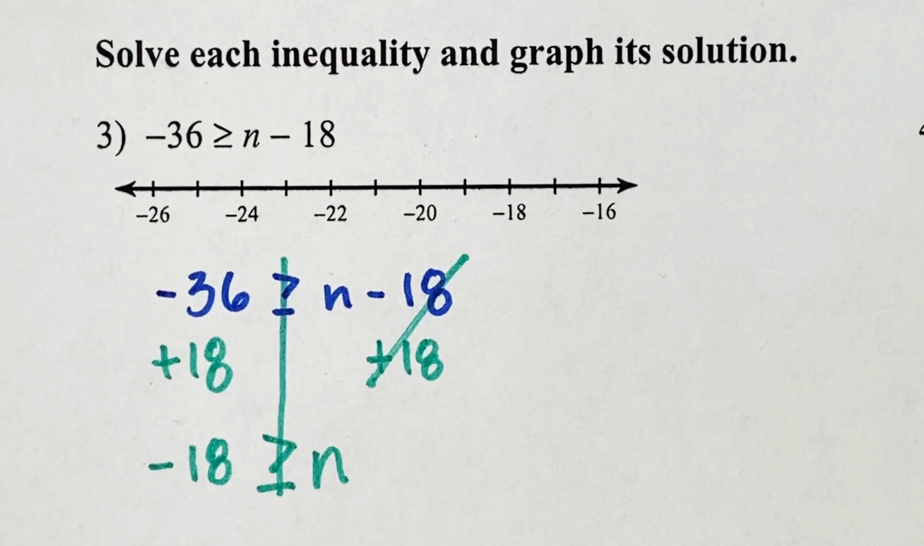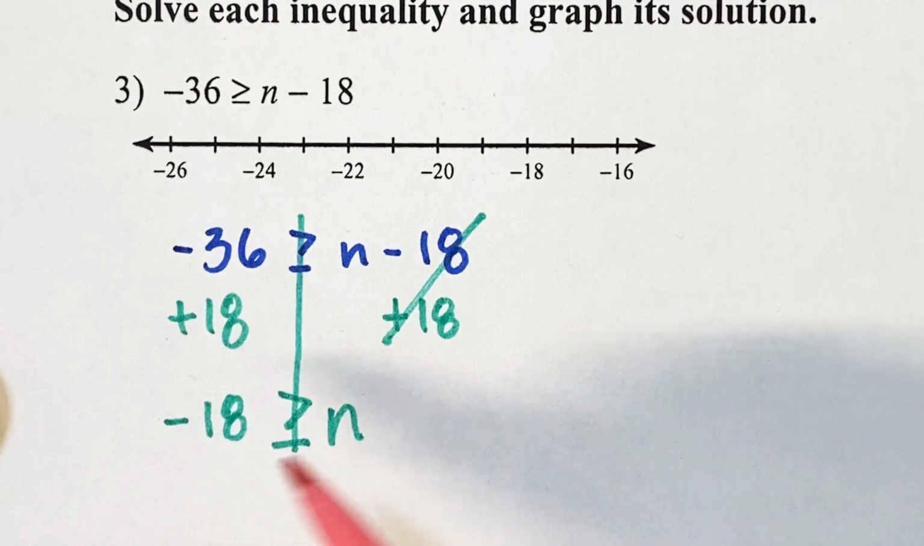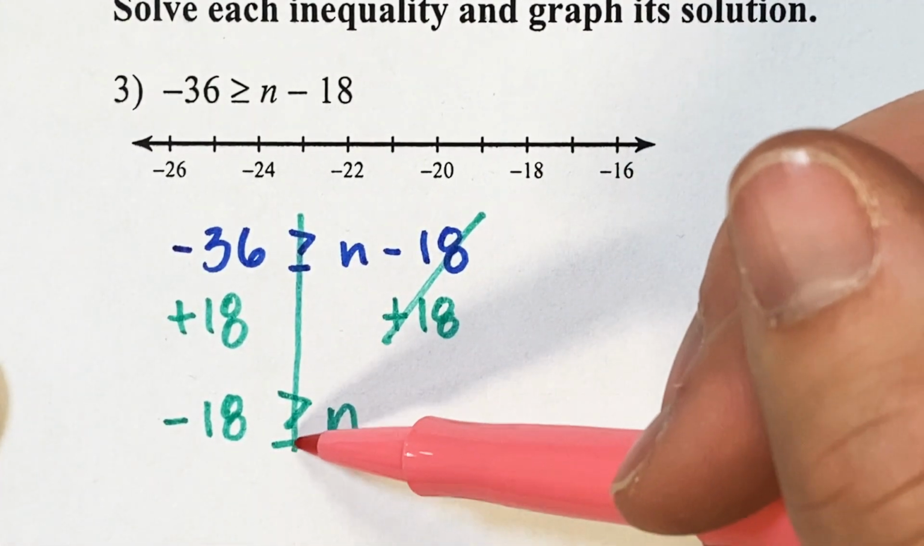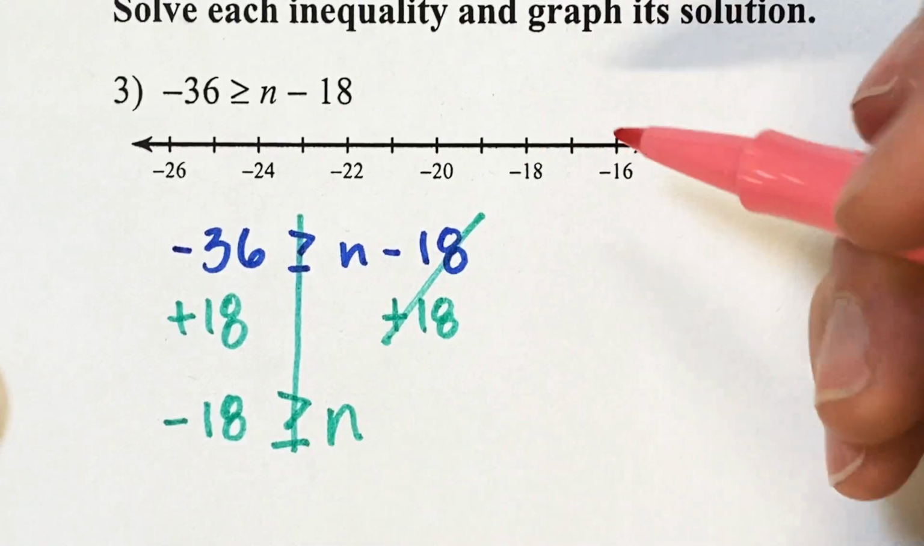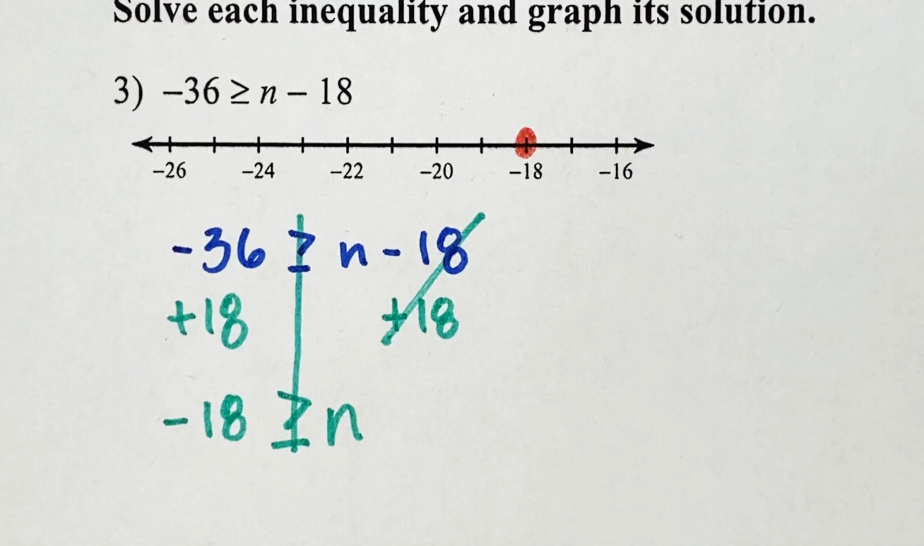Okay, so now let's go ahead and graph it. We have our point is going to be at negative 18, right? And what kind of point is it going to be? Okay, so we have a little extra, so we know it's going to be a closed point at negative 18.